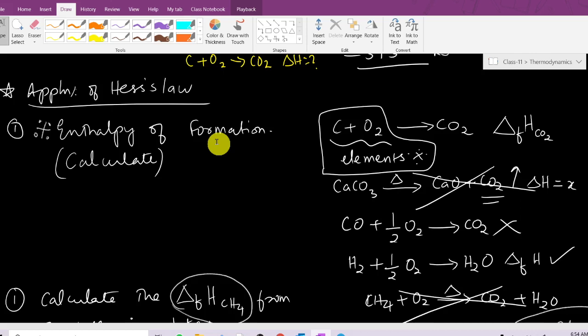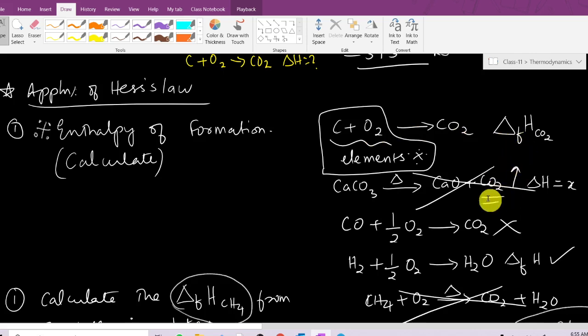I repeat once again, enthalpy of formation is the enthalpy change associated with this, that is, we represent it by F. When we put F, it indicates that it is the enthalpy change of formation. H stands for enthalpy of the CO2 compound. So this is how we write the enthalpy of formation of a compound for any reaction. Now the formation of CO2 from C and O2 is called the enthalpy of formation.